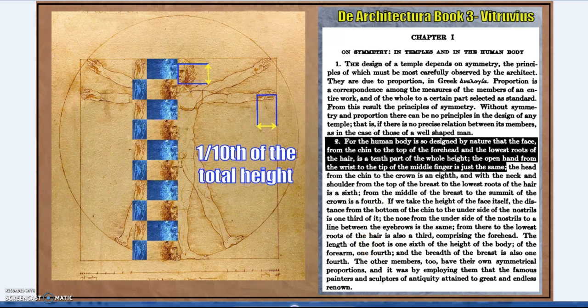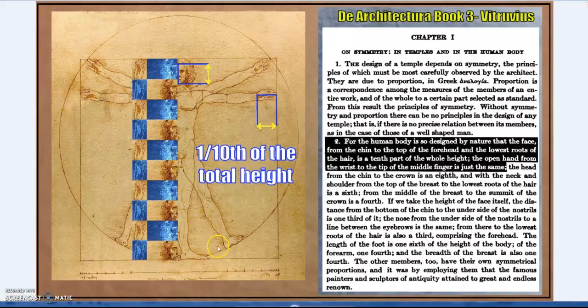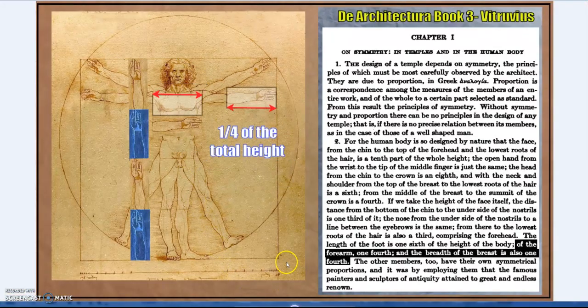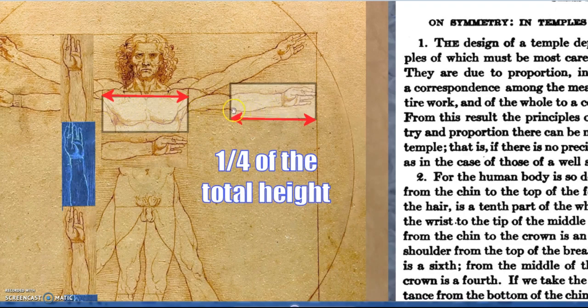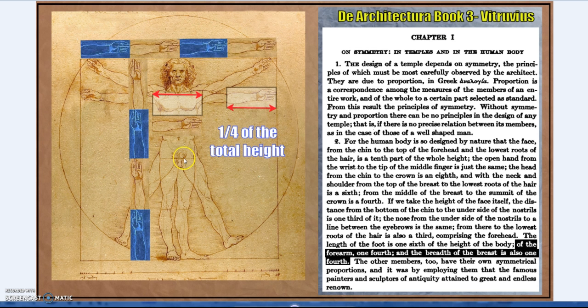So again, man is a measure of all things. From your wrist to the tip of your finger, or from your chin to your hairline, is 1/10 of the human body. The width of your breast, or your cubit, from your elbow to the tip of your finger, is 1/4 of the total height. Now your height is equal to your width, from fingertip to fingertip. That's one of the important features, as we see there. So you're 4 cubits high, you're 4 cubits wide, fingertip to fingertip.